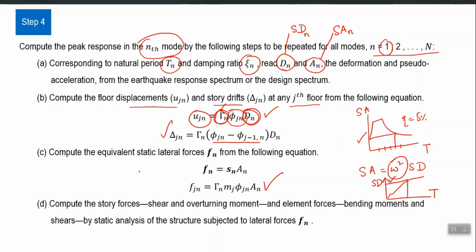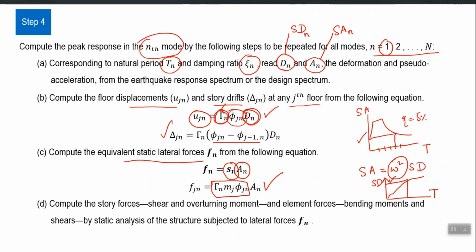Then the third step is to determine the equivalent static forces, and for that you first need to calculate a load pattern which is denoted here as Sn, and it should be multiplied with the spectral acceleration of that mode. Sn is basically this whole thing, this whole constant pattern is Sn, and this pattern is being multiplied by the spectral acceleration of that mode, right.